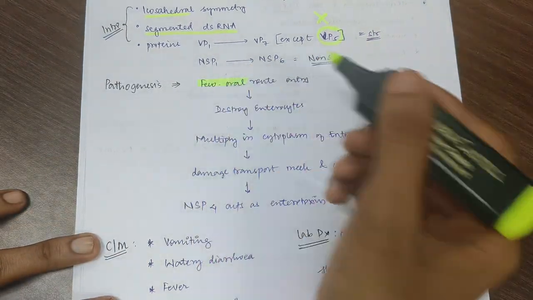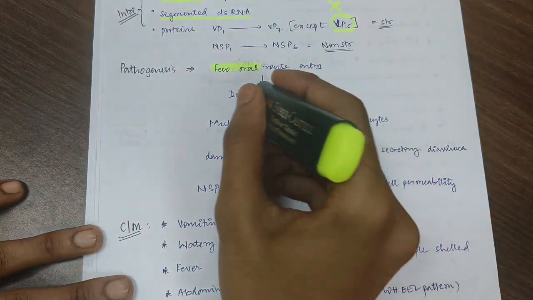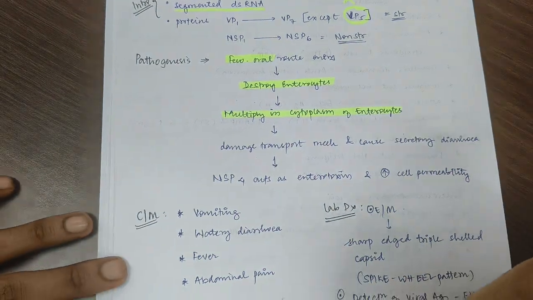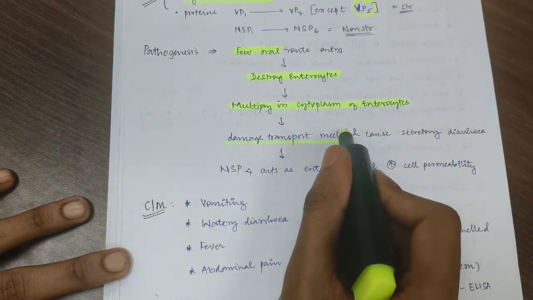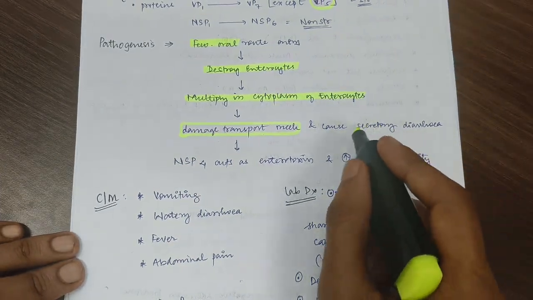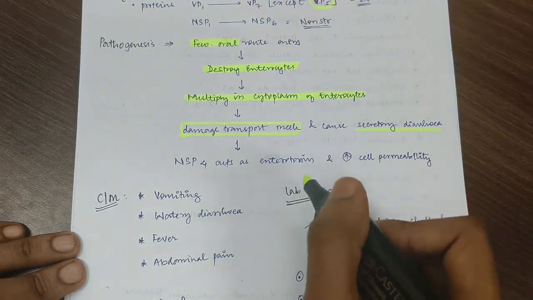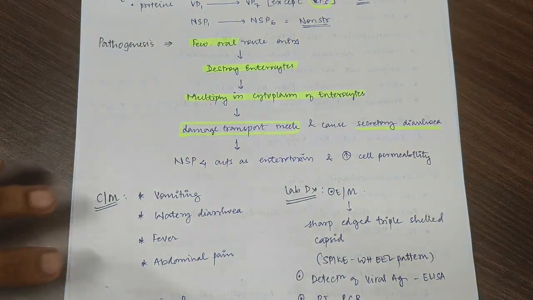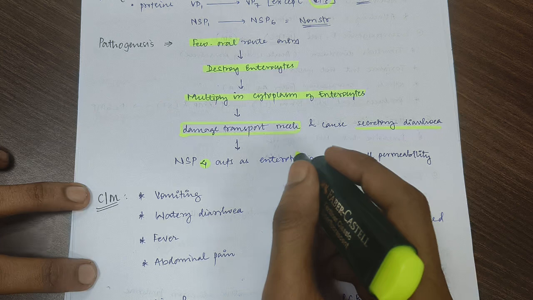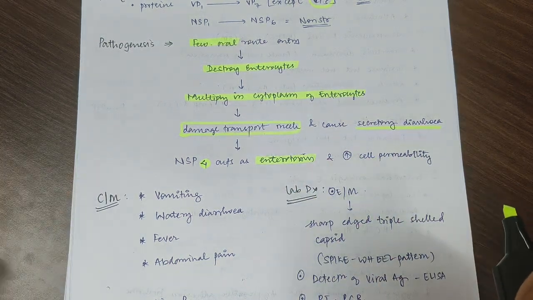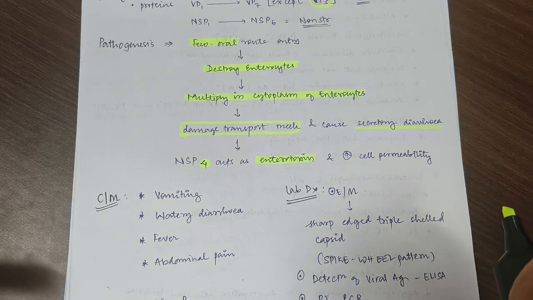Pathogenesis. First, fecal-oral entry is seen, then they destroy the enterocytes and multiply in the cytoplasm of the enterocytes, then damage the transport mechanism and cause secretory diarrhea. After this, what does NSP4, the non-structural protein 4, do? It acts like an enterotoxin and increases the cell permeability, leading to excess infection.